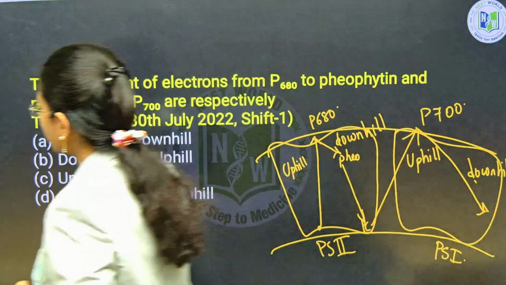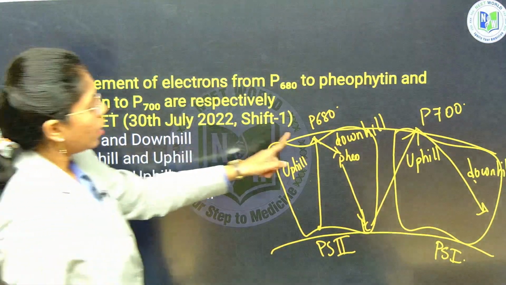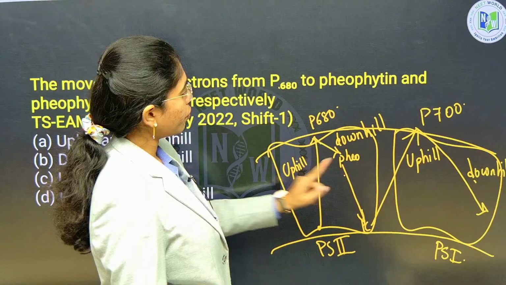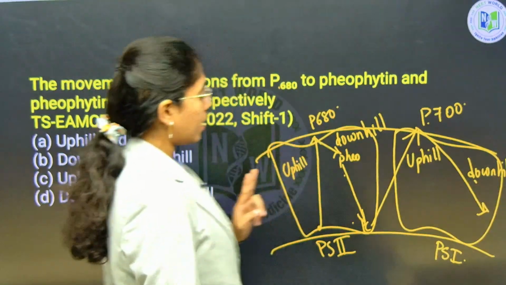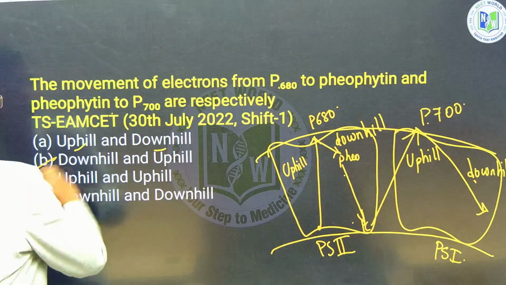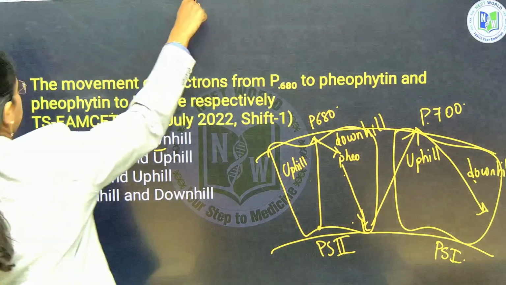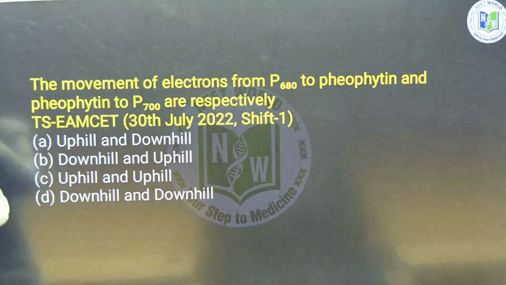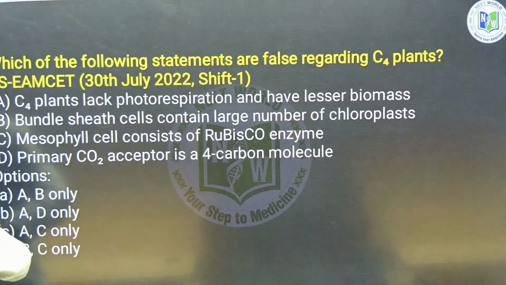Now we understood it clearly. From P680 to pheophytin, it is downhill, and again movement of electrons to P700 is uphill. So first it is downhill and then uphill movement. Option B is the right answer. Clear? Then look here, next question.